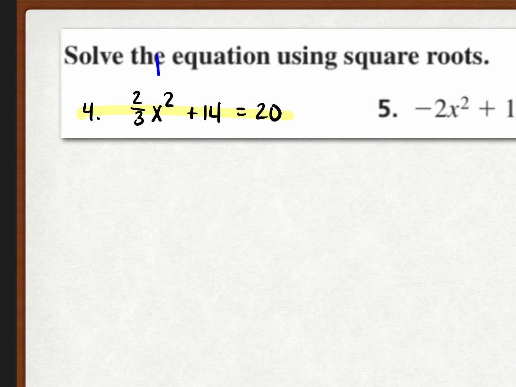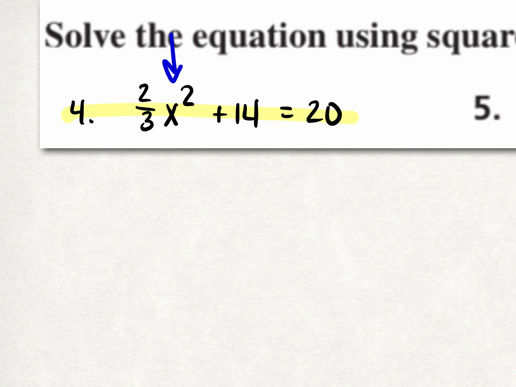So we want to get our squared term all by itself. So I'm going to start by moving the 14 to the other side. So 2 over 3 x squared is equal to 6. Next, I need to move that 2 over 3 to the other side. So I could divide both sides by 2 over 3, but a little bit easier step would be to multiply both sides by 3. So whatever our denominator is, because then that will cancel.